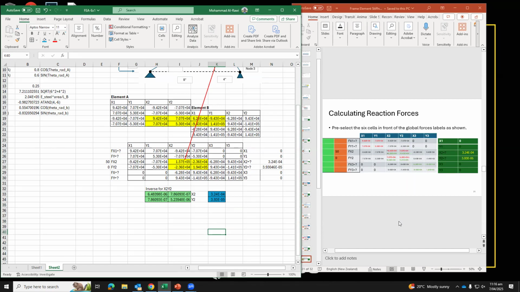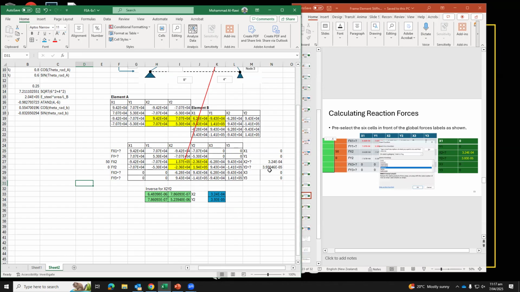Now, pre-select the 6 cells, because what was missing, we need to find Fx1, Fy1, Fx3, and Fy3. I didn't label that correctly, so I'll say 3 and 3. Okay, so we need to determine these values. So how can we do that?